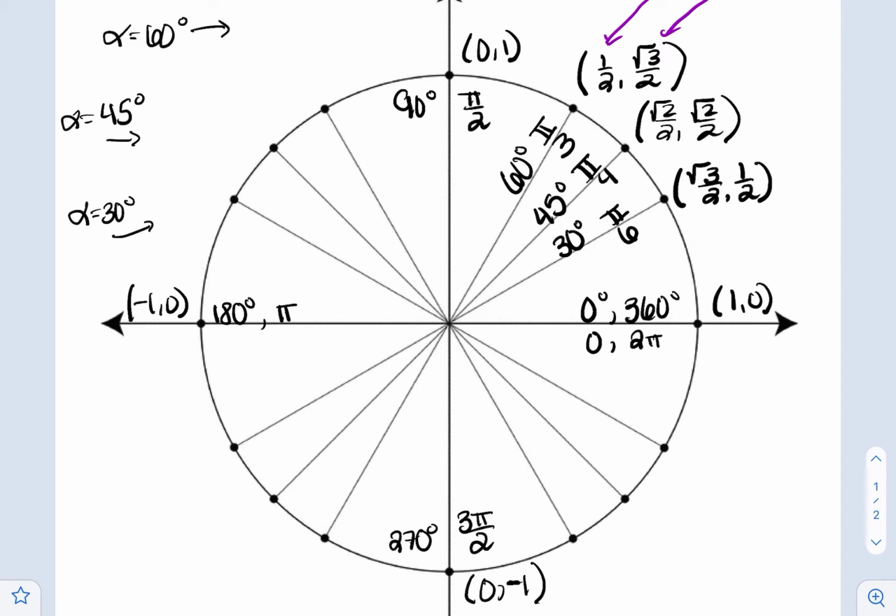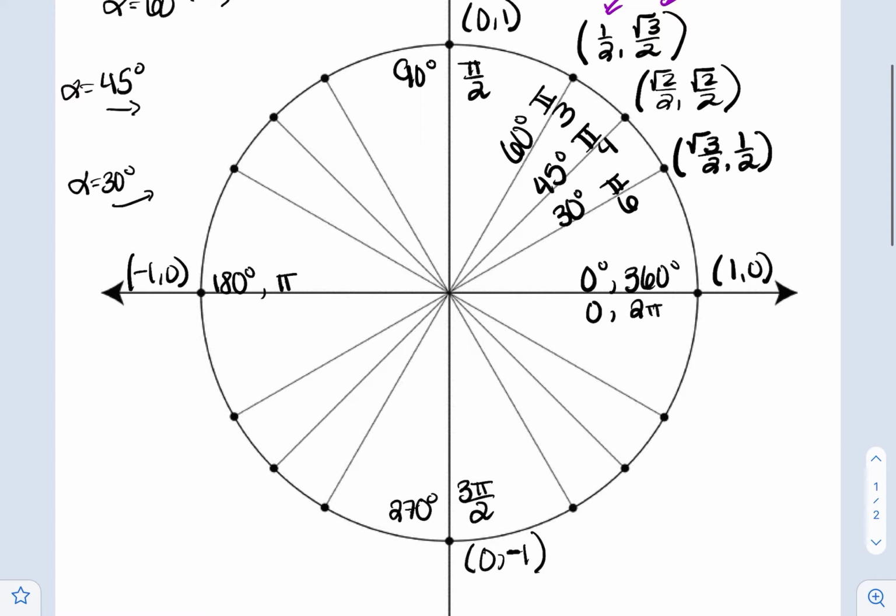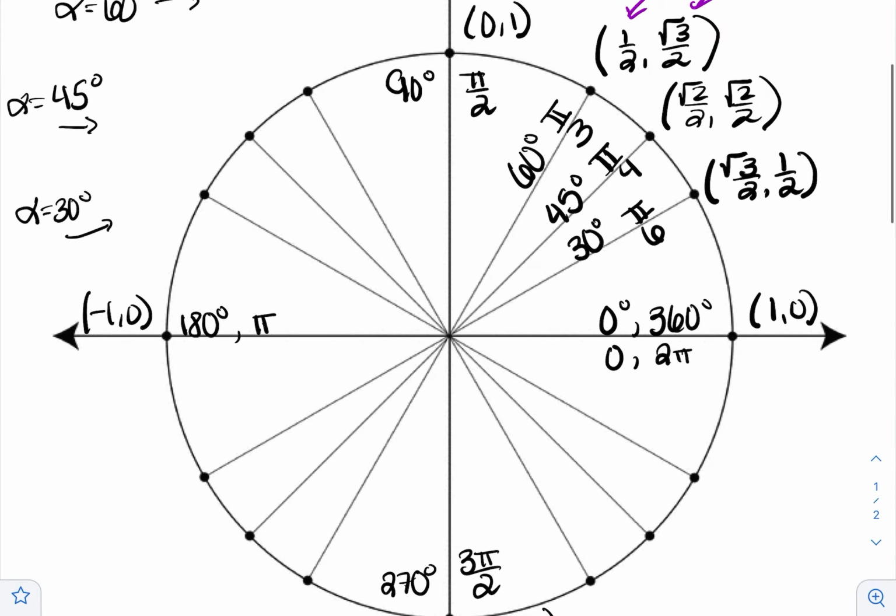So if we're going from 180 minus 30, because we're subtracting, we're going closer to 90, that is going to be 150. 180 minus 45 is 135. And 180 minus 60 is 120.